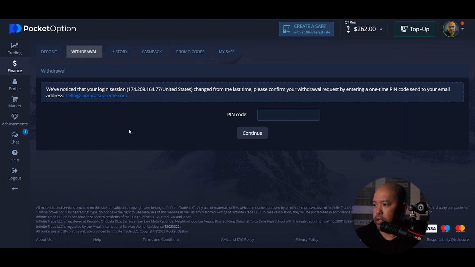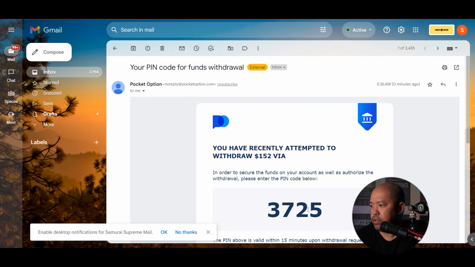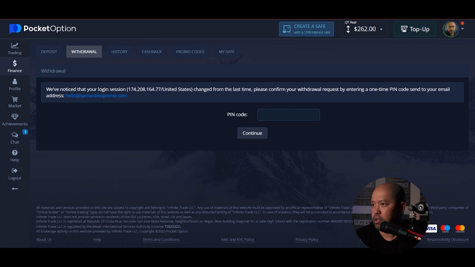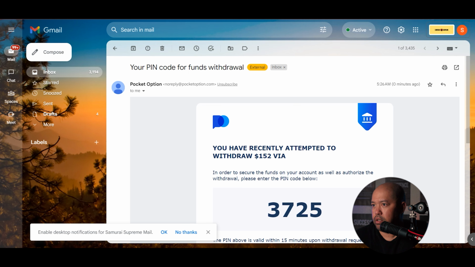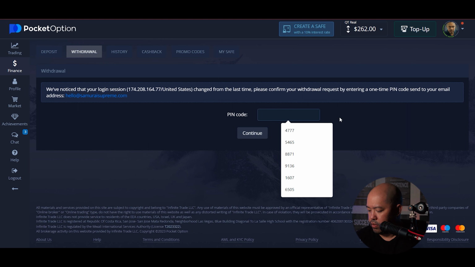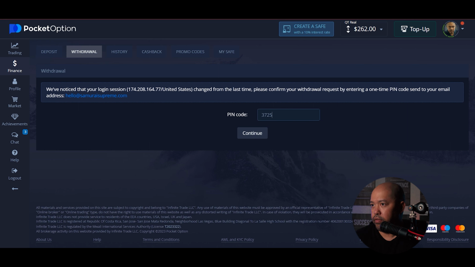Now, depending on how often you've withdrawn within the week, and sometimes this doesn't come up, but depending on the size or the amount that you're trying to withdraw, and like I said, how many times you're withdrawing, they'll ask for a PIN code, and that's easy. You just go to your email and the PIN code is right here. Then you just add the PIN code that they give you just to verify, and then hit continue.